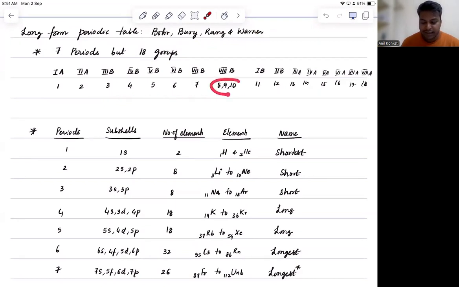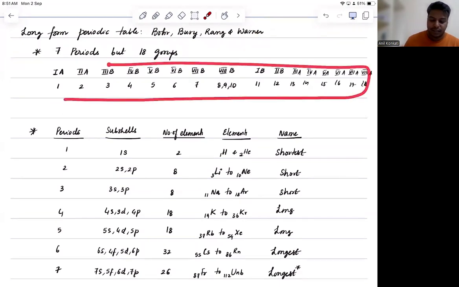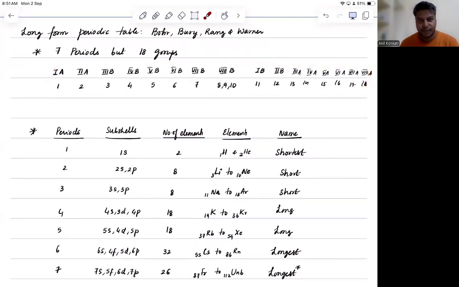8B has 3 columns in it: 8, 9, 10. Then 1B, 2B, 3A, then 4A, 5A, 6A, 7A, and 8A. So this was a total of 18 groups which we had. Okay.